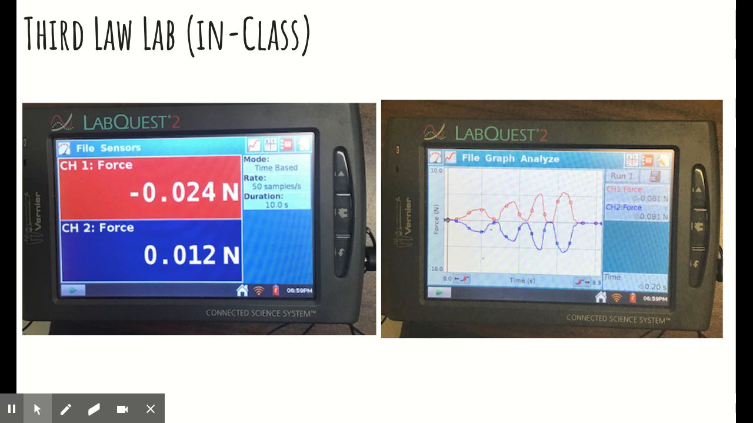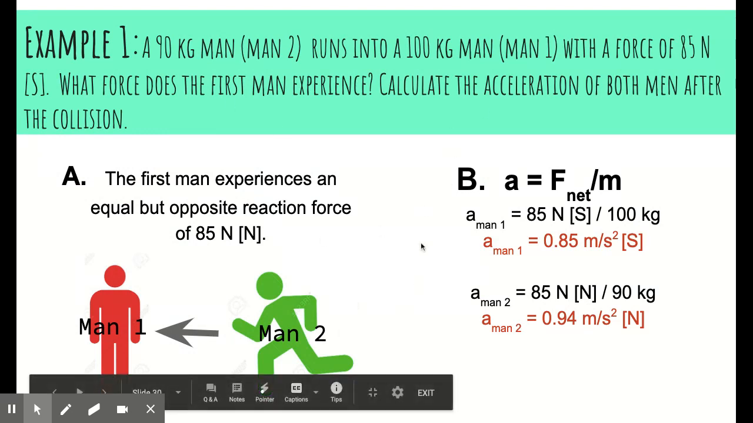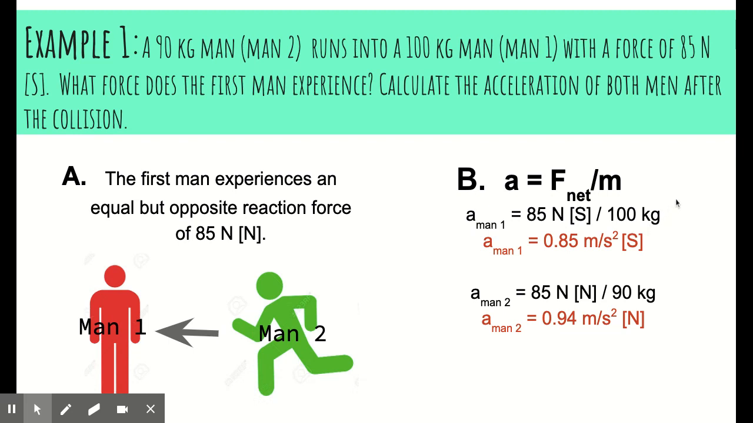You do have a couple of practice questions that go along with this that are related to scenarios like this. Keep in mind that if you had two forces running head-on into each other, you would double these forces in these equations here.